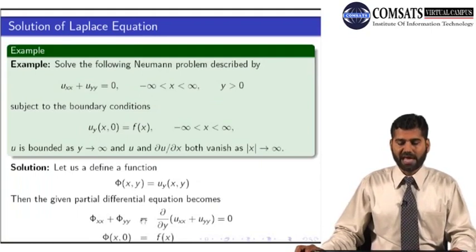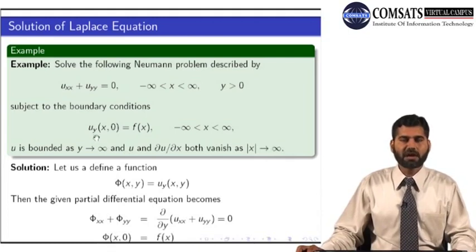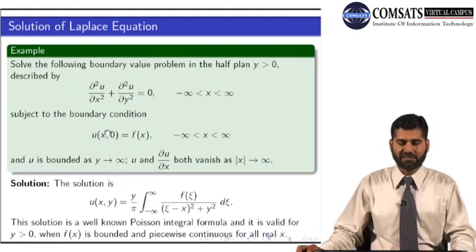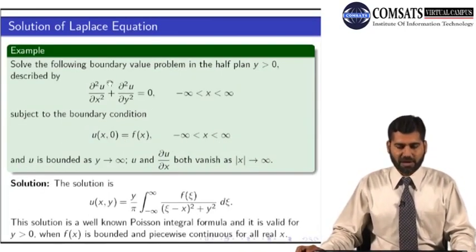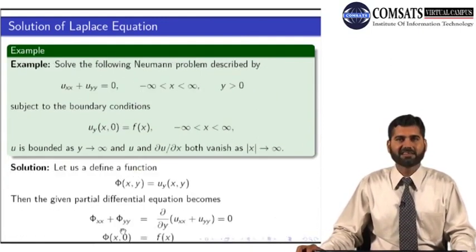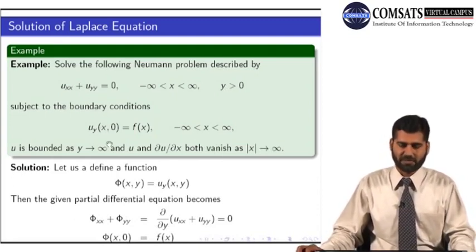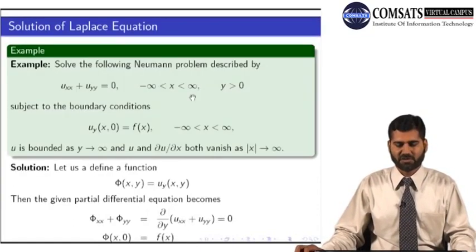what we have done is we have converted our equation with a Neumann condition to the same equation in phi with the Dirichlet condition. We have converted this problem to the problem which we just solved: phi xx plus phi yy equal to 0, phi(x,0) equal to f of x. By defining this function, I have replaced my equation with the Dirichlet problem, and we know the solution of the Dirichlet problem is this. We just found that.